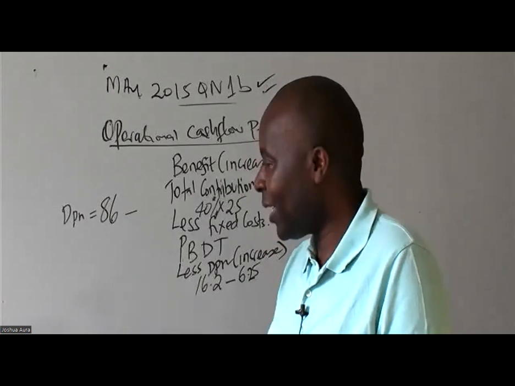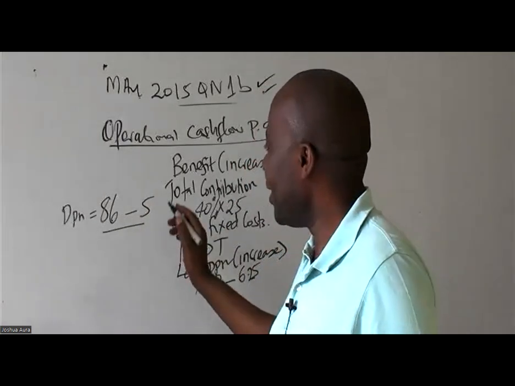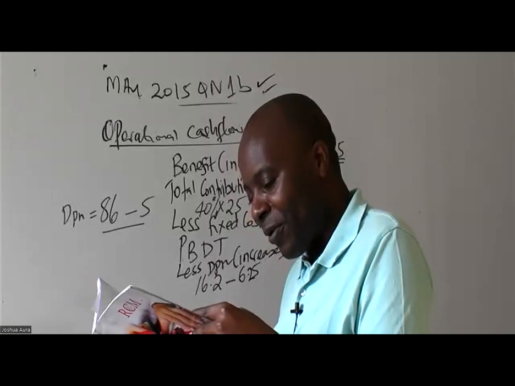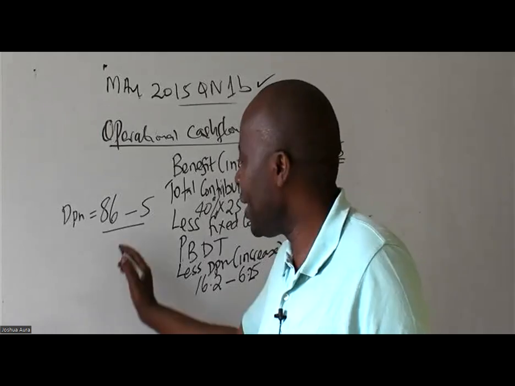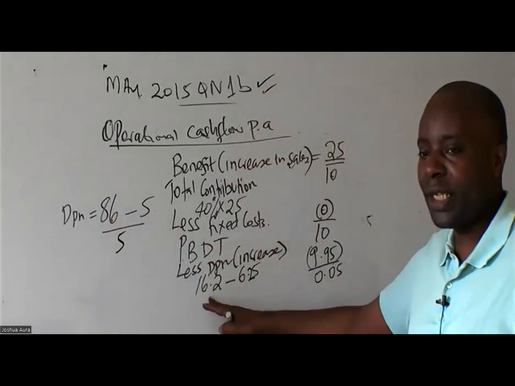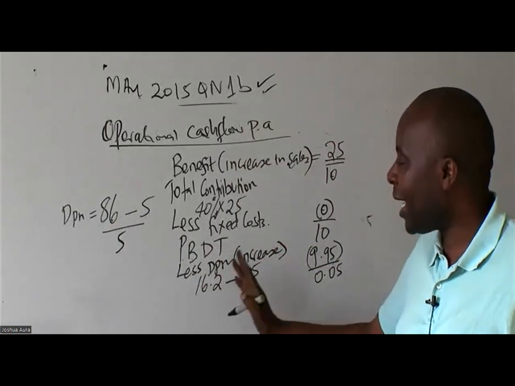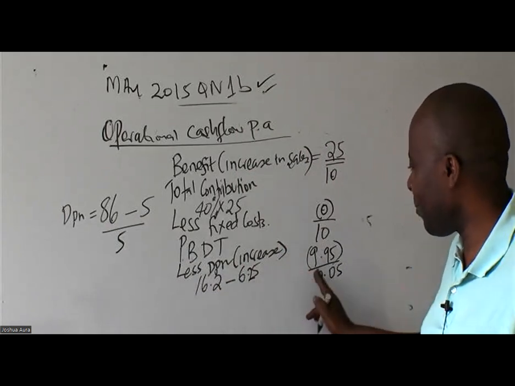5. So 86 minus 5, divided by what here? The number of years of the new machine, which in this case we got as 5. Let's try one more time: 86 minus 5 divided by 5. Will you still get this 16.2? Great. So then 16.2 minus 6.25, which gives us 9.95.